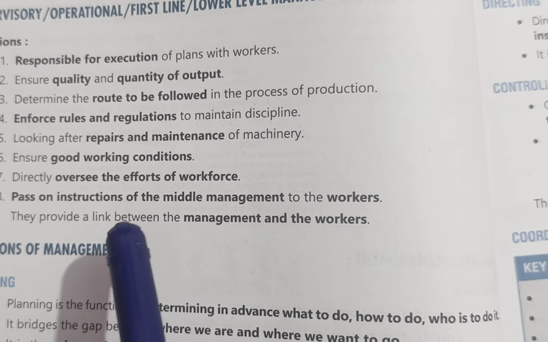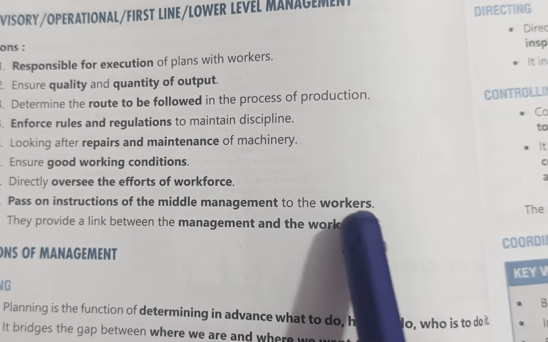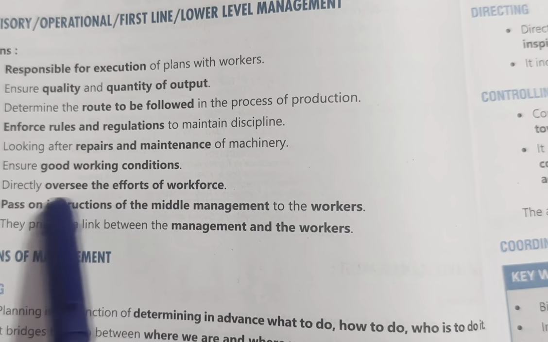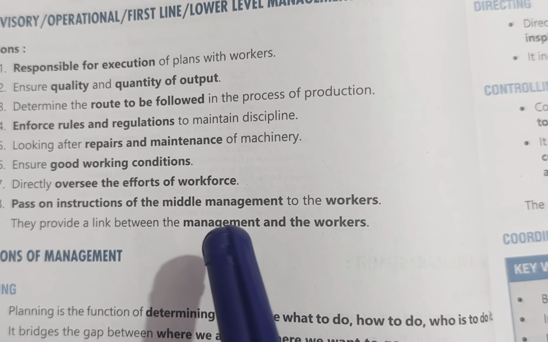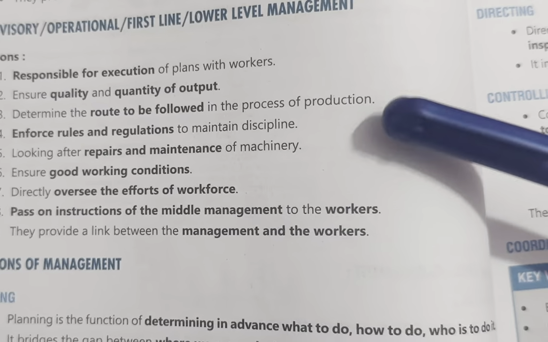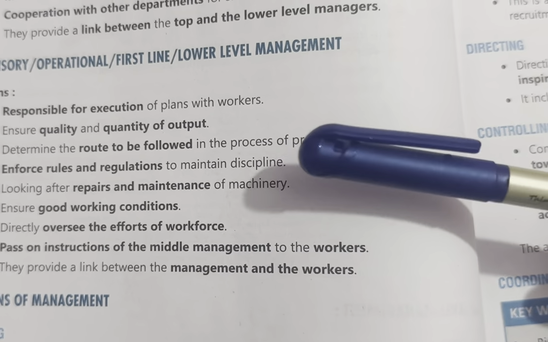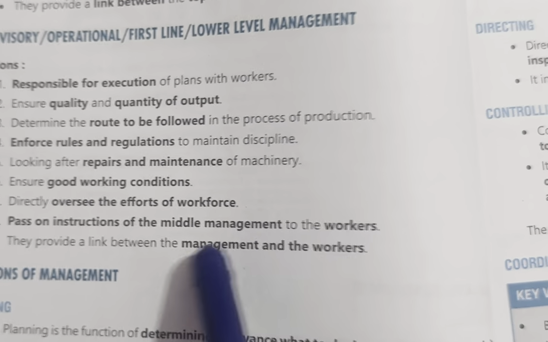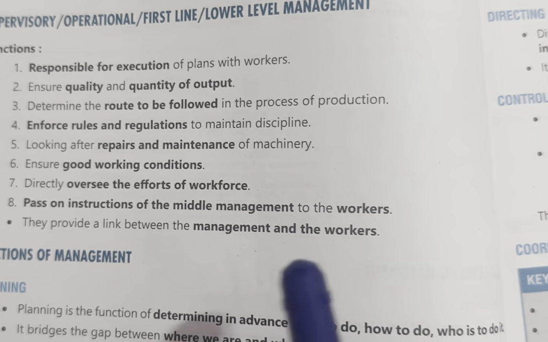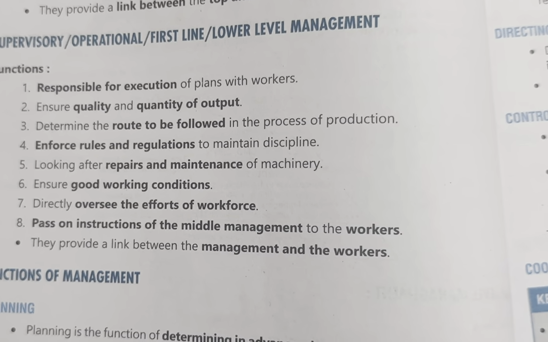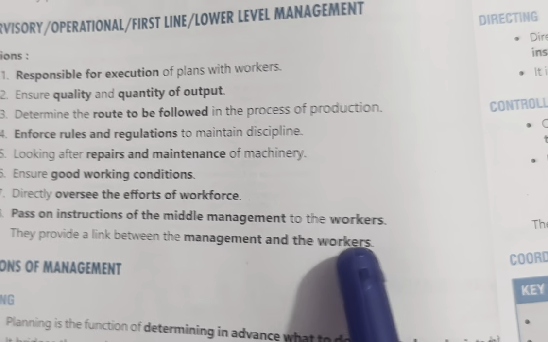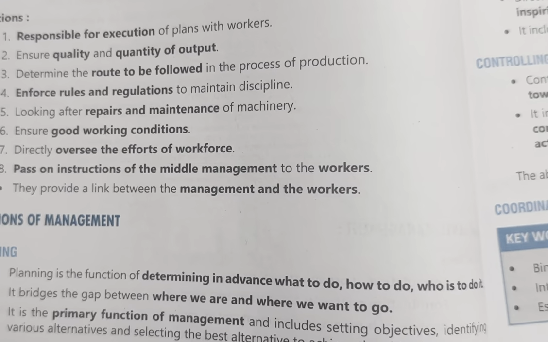Pass on instructions of the middle management to the workers. So this level, lower level management, passes the instructions of the middle management, whatever middle management told lower level management to get this task done by workers. So they pass the instruction of middle management to the workers that these tasks you have to perform. They provide a link between the management and the workers.